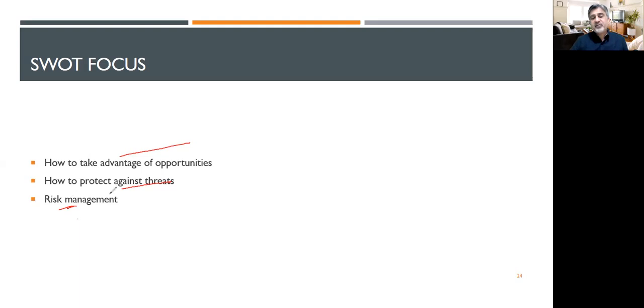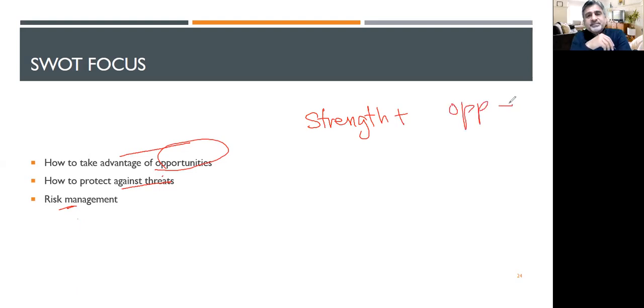And by the way, how do you get benefit from the opportunities? That's very important. That's very interesting. It is possible that you have some strength, but opportunity is missing. For example, you as an individual possess some skill which nobody needs. So you have strength in something, but nobody needs it in the market. Or you as an organization possess something, but what you possess is not needed in the market. So that strength is useless.